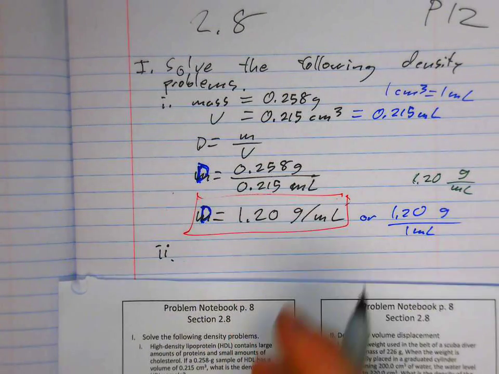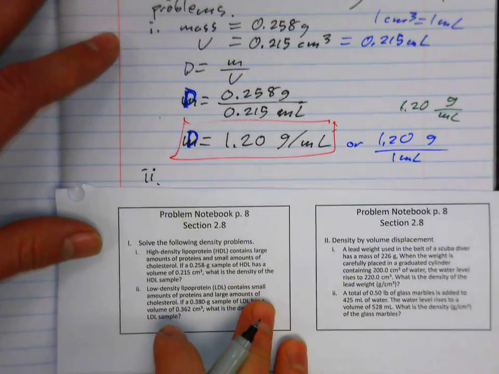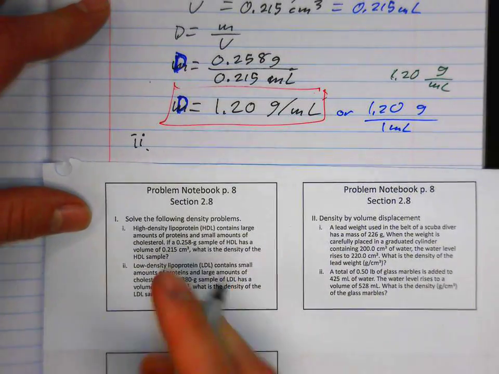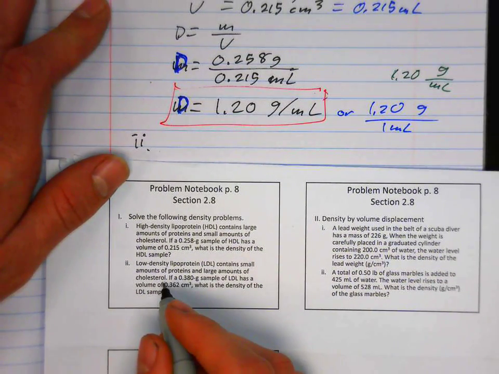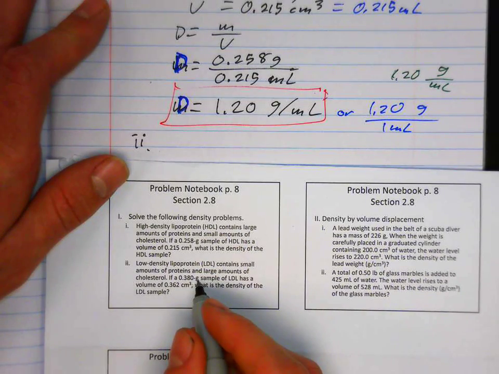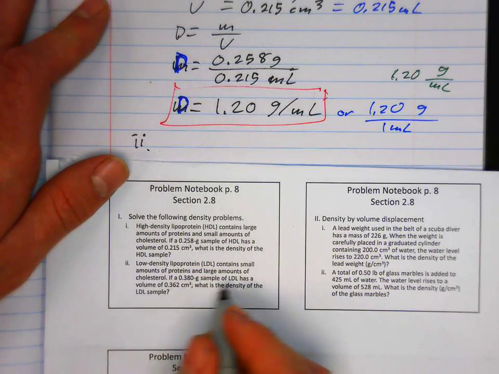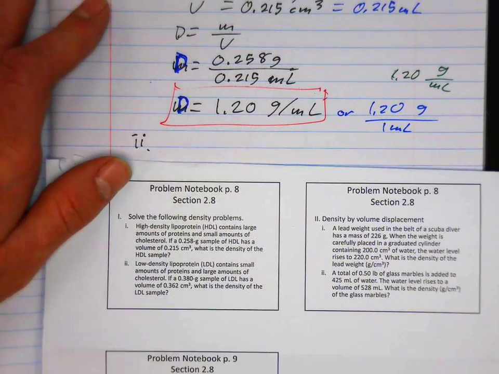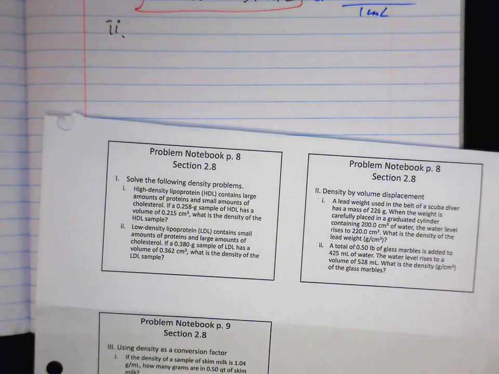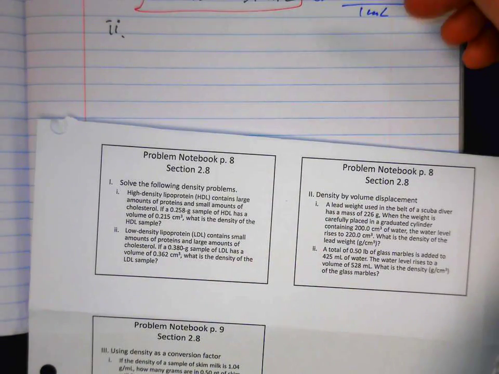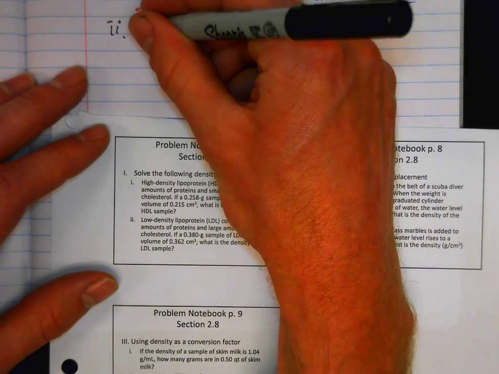Okay, the second example says low density lipoprotein, LDL, has small amounts of protein and large amounts of cholesterol. A 0.380 gram sample of LDL has a volume of 0.362 centimeters cubed. What is the density of the LDL? We have the same basic idea. I'm going to solve it, but it would be a good chance to test your skills and try solving it first before. We have the same idea here.